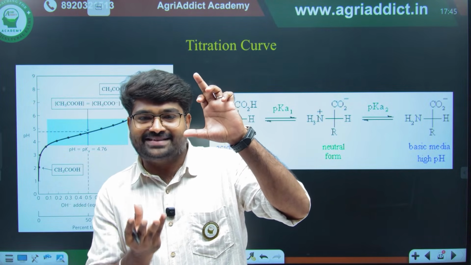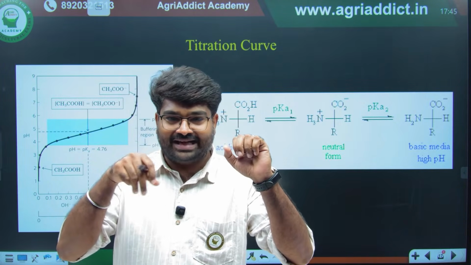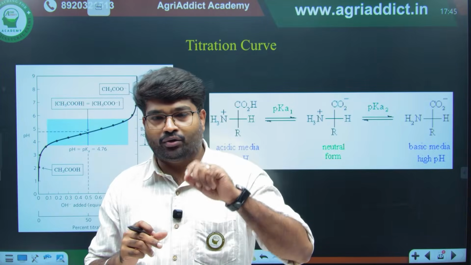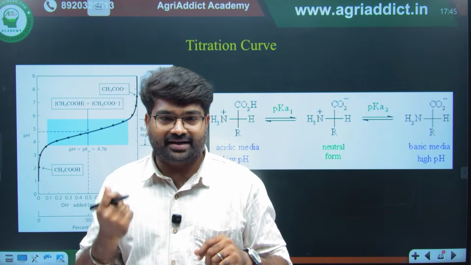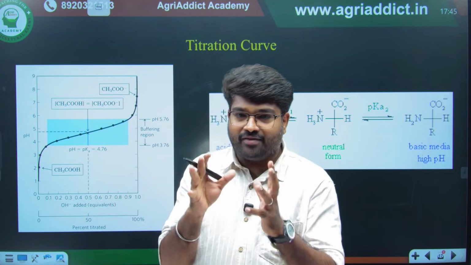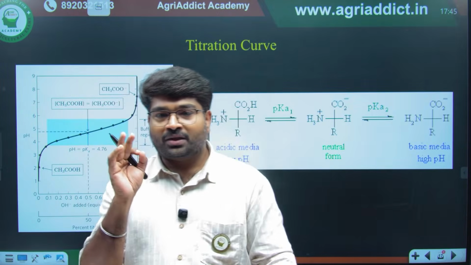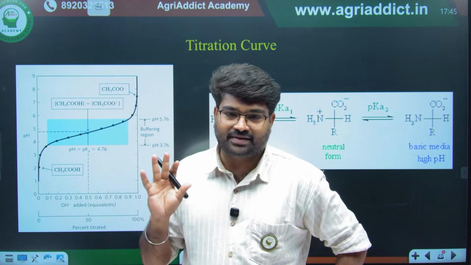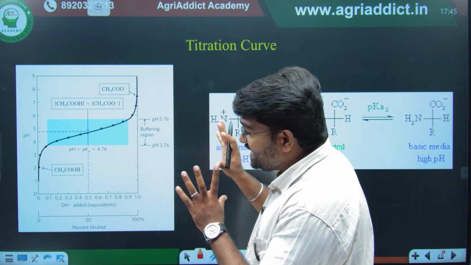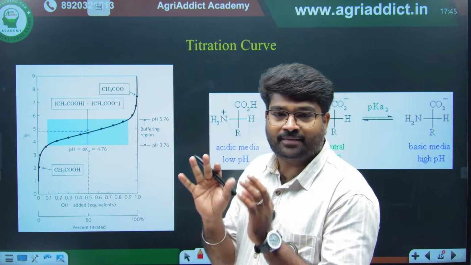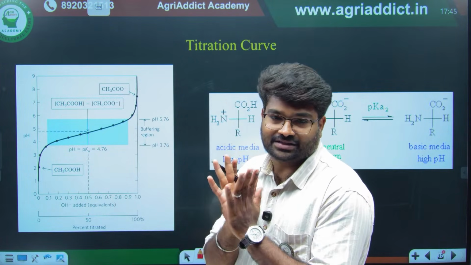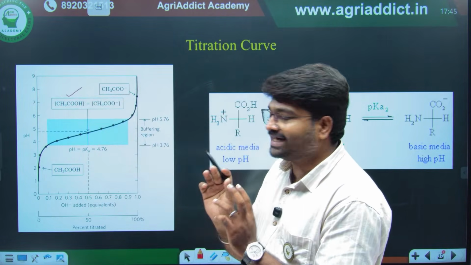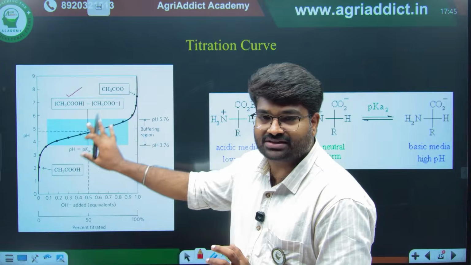To know the acid concentration, we take the acid in a conical flask. Sodium hydroxide is loaded in the burette. Then we do titration. Why we are doing titration is to know the concentration of the acid. Every acid will have a typical titration curve. For example, if you see acetic acid, the acetic acid will have a titration curve like this.